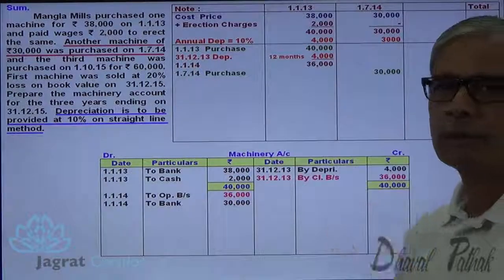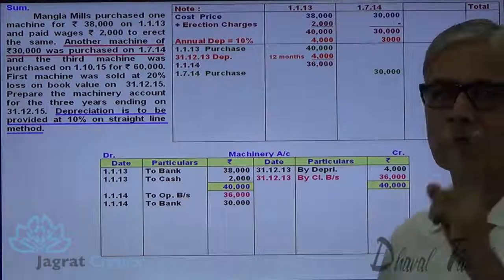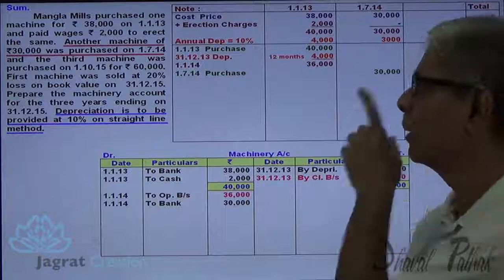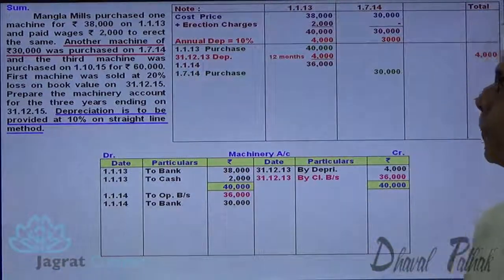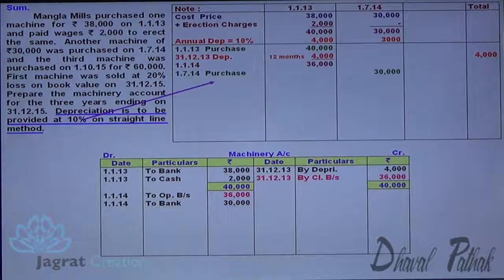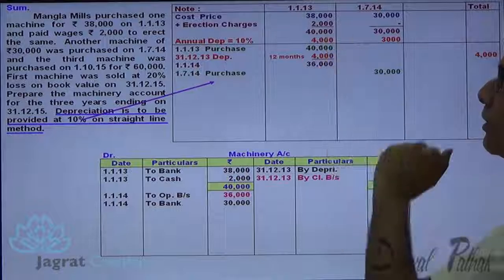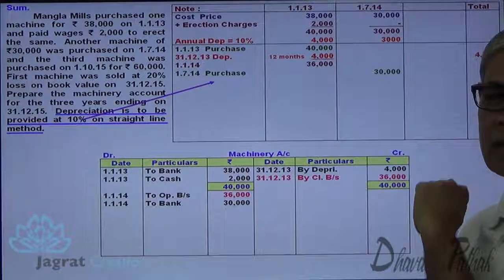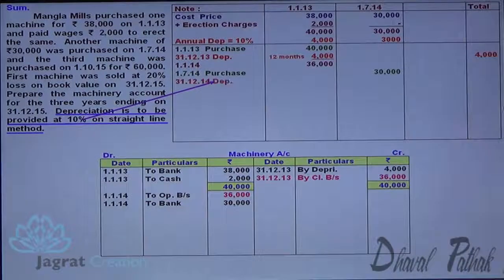Now by 31st of December 2014, I am required to provide depreciation on 36,000 for 12 months. And here the depreciation is to be provided for 6 months because the purchase has taken place on 1st of July 2014. So depreciation is calculated at the rate of 10% for 12 months. What is 12 months depreciation? 4,000 annual depreciation. What is 6 months depreciation on the basis of this 3,000? 1,500 is the depreciation for 6 months for this second purchase of machinery.